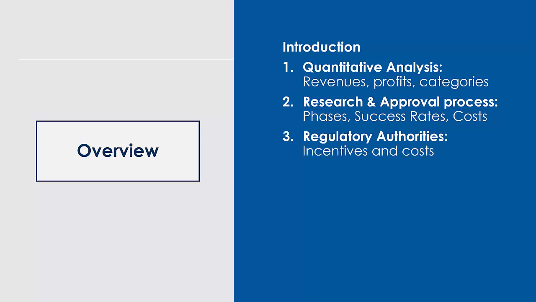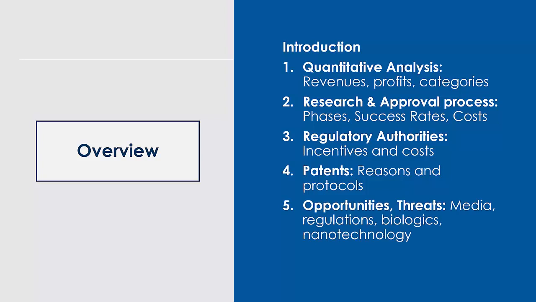In the third section, then we're going to focus in particular on those regulatory authorities who play such a key role in shaping this industry for so many reasons. We're going to be analysing this from the perspective of incentives and again the associated costs. Then in section 4, we're going to look at the very important issue of patents, the role that they play, why they're important in this industry, the justifications for them, some of the problems that they present as well, and some of the negative consequences, and then also protocols in terms of what needs to be done in order to get a patent and how that process is executed.